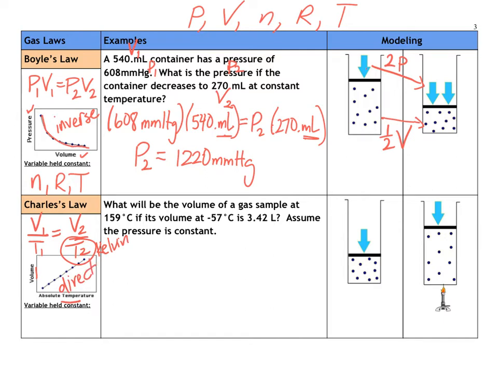The variables held constant, once again, we're looking up here to see which variables are held constant, and it looks like the variables held constant are P, V, N, and R, and not T, because T is involved in Charles' law. So we look at the equation. Let's go ahead and explore the modeling after looking at the equation.